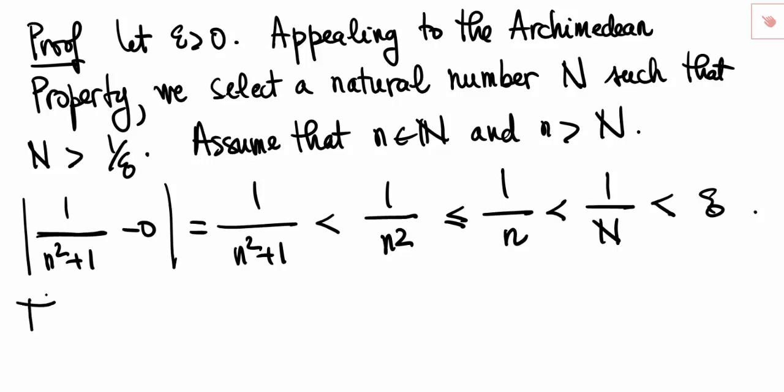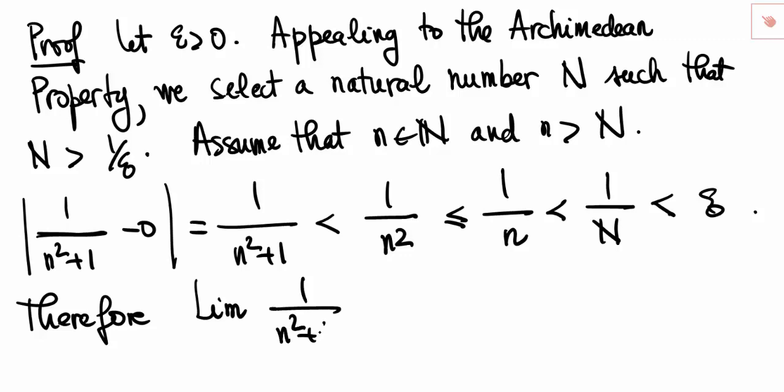So therefore the limit of 1 over n squared plus 1 as n approaches infinity is indeed 0, and we are done.